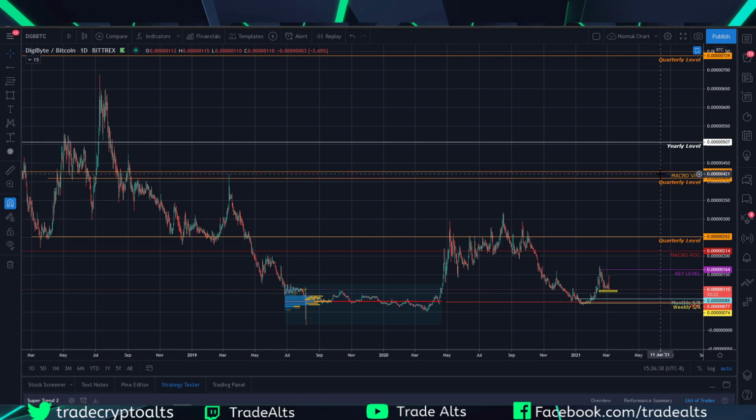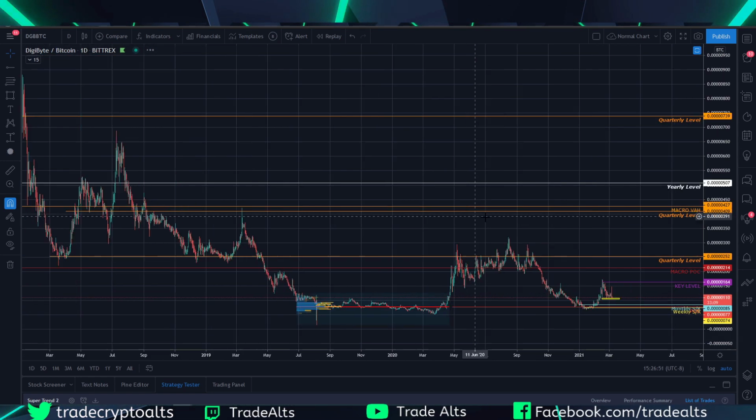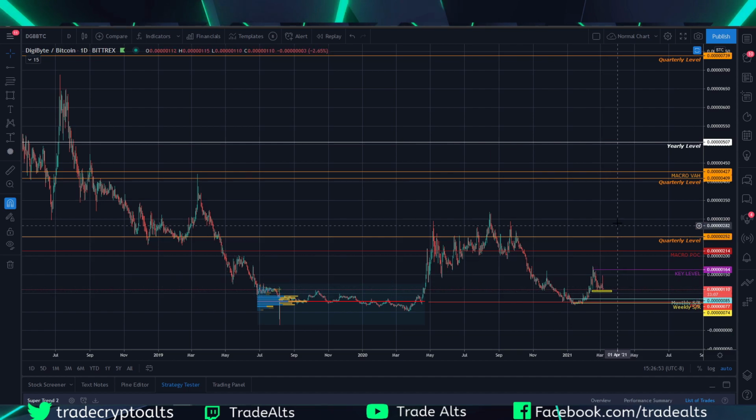But again, if you want to write these levels down, quarterly level at 409, your macro value area high of the entire price action from 2014. This is a huge level. And then you also have a yearly level, which rarely do you see those populate, right? But this is a pretty big level as well. This is what you would be looking for to the upside, these levels.